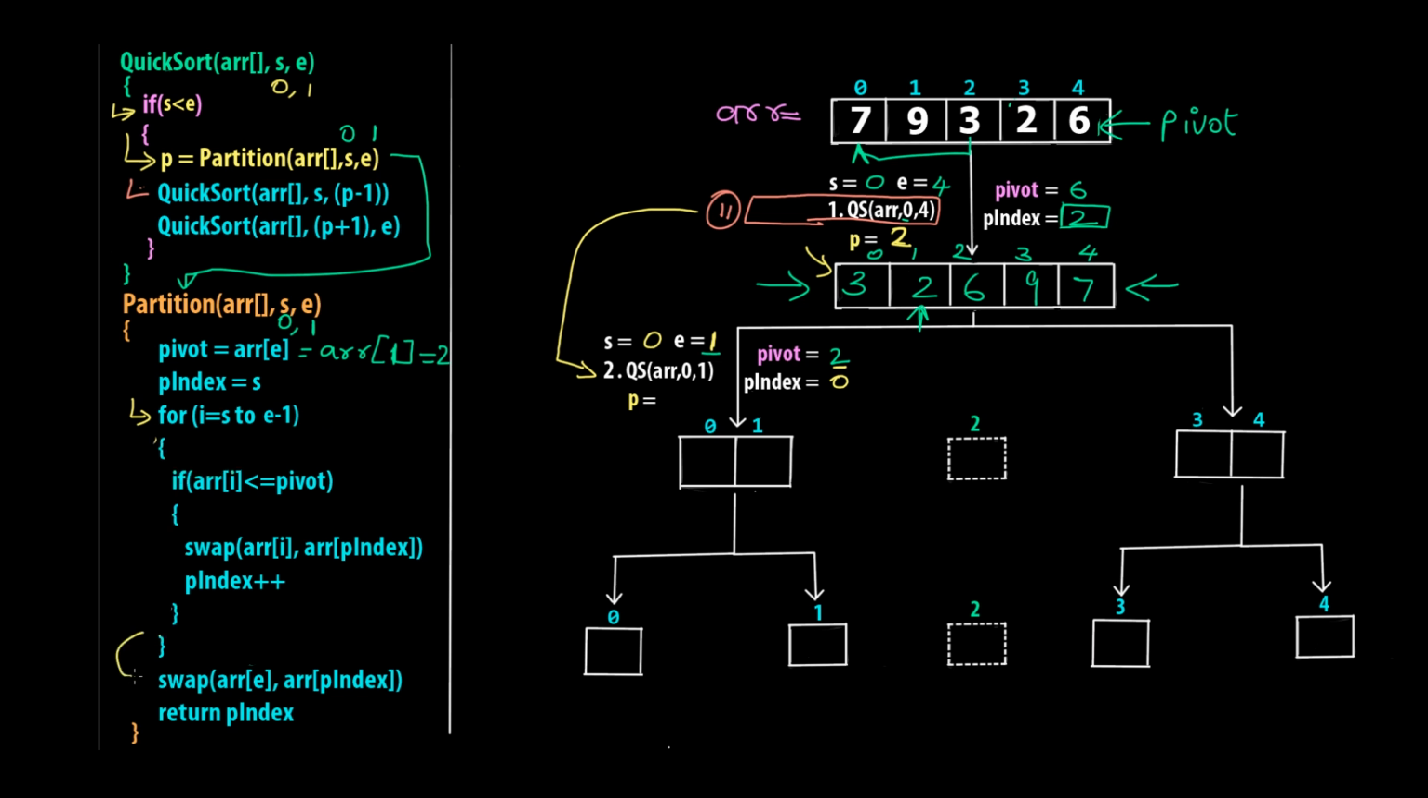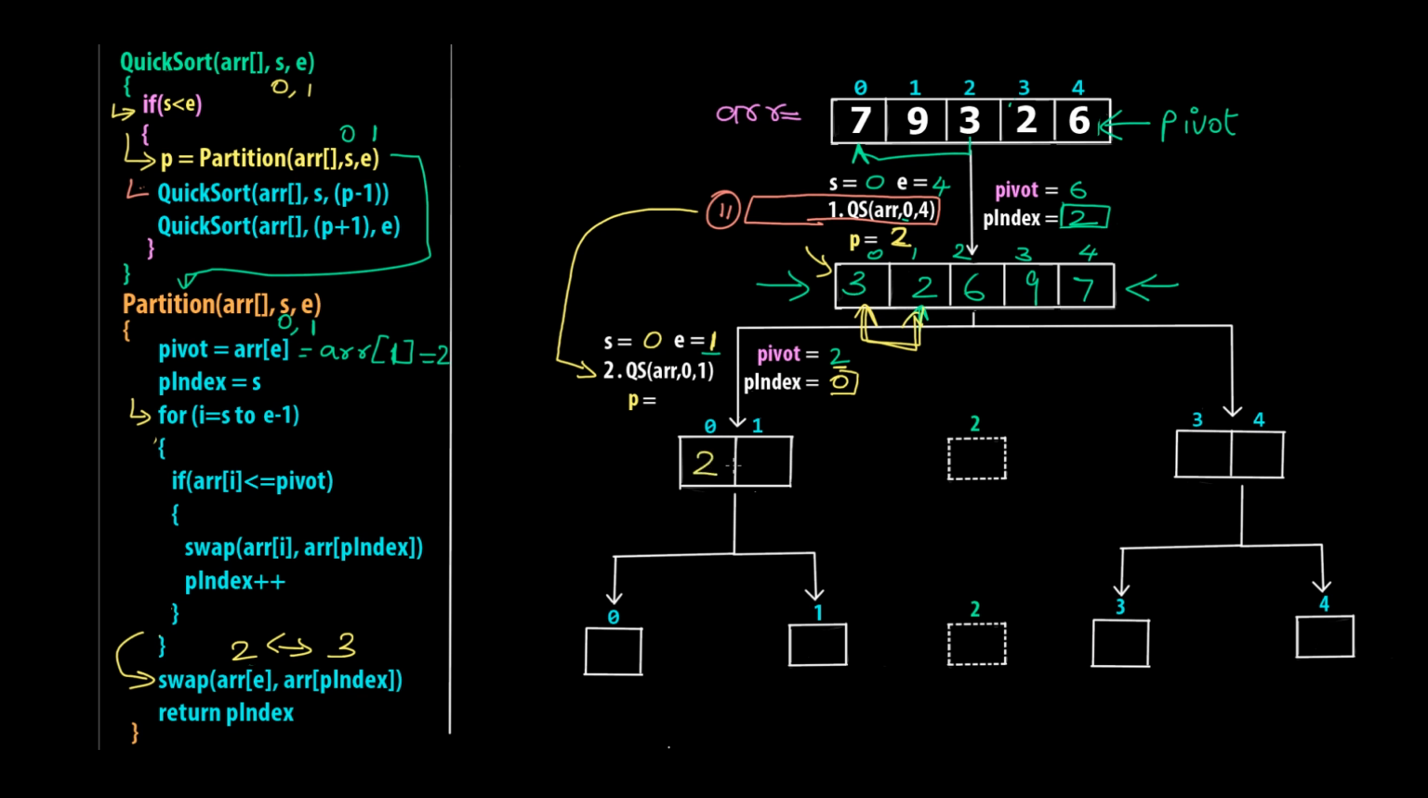So coming outside the for loop is the last step of the last swapping. And the last swapping says ARR of E. What is E? 1. What is at index position 1? 2. So swap 2 with ARR of P index. What is P index? P index we set as P index is equal to S, which was 0 only. So P index never got incremented because we did not go inside the if block. So what is the value at 0th index? It is 3. So you have to swap 2 with 3. So 2 will come over here, 3 will come over here. So that is what is going to happen over here.